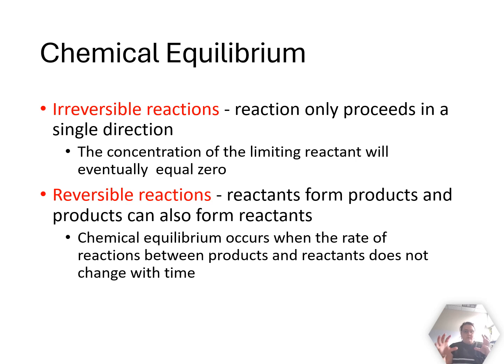Reversible reactions are where the reactants form products and the products can also form reactants, right? So that's when we have the arrows going both ways in a chemical reaction. So chemical equilibrium is going to occur when the rate of reactions between the products and the reactants does not change with time. So many times we like reversible reactions in chemical engineering or environmental engineering, but sometimes we only want irreversible reactions. So there's going to be scenarios where it's better to have reversible or irreversible, depending on what type of industrial process we're designing.